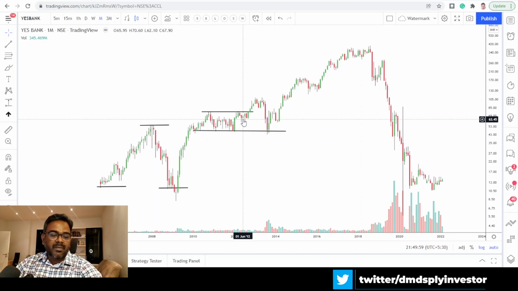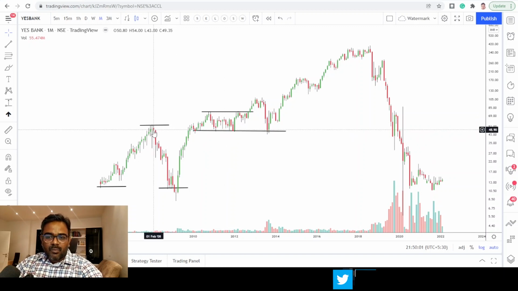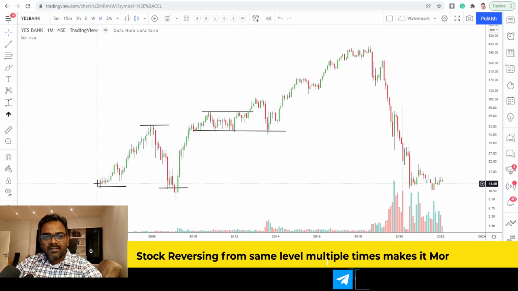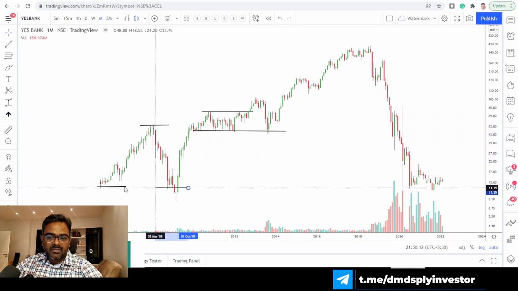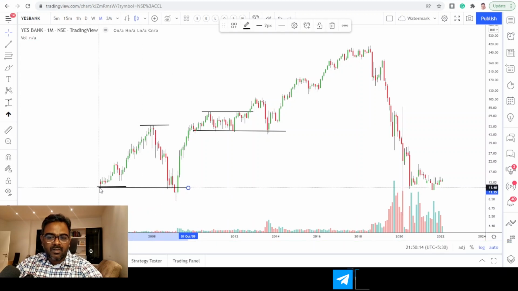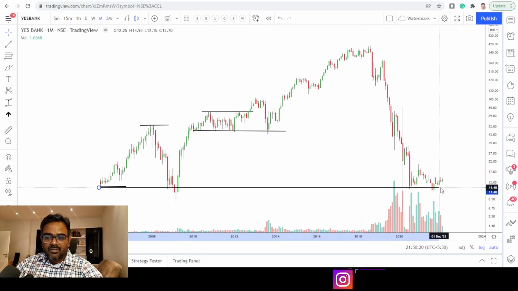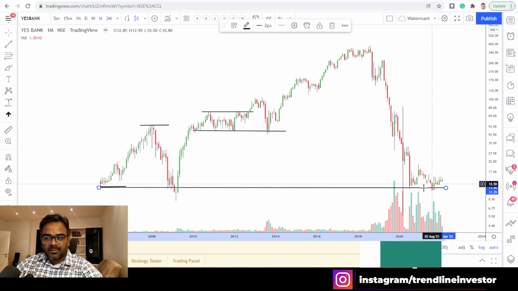Now, how do you know that this supply or demand zone is very significant, and it can probably make you some money, and the price might not go below that? When a stock reverses multiple times from the same level, that's considered to be a very, very significant demand zone, right? For example, this point here, it reversed twice, so now this becomes a very important zone. Now look at this zone in 2005 and also in 2008. Now after 12 years, the stock is again coming and reversing from the same zone.